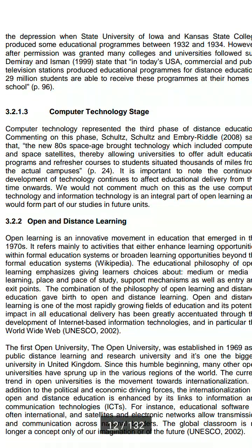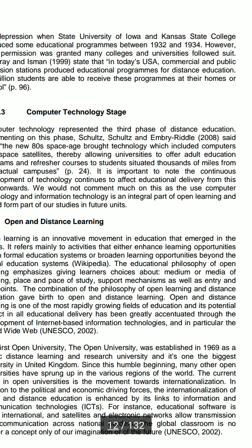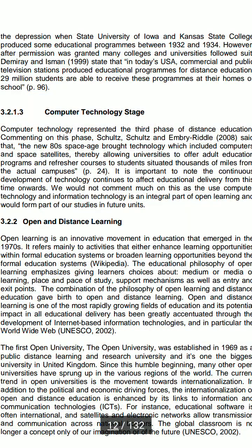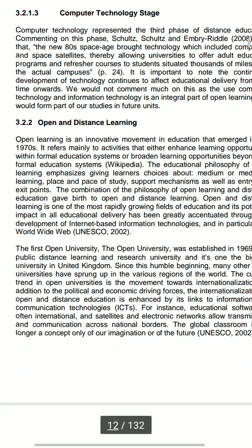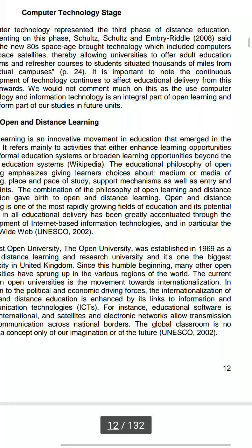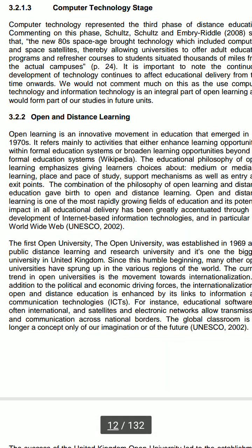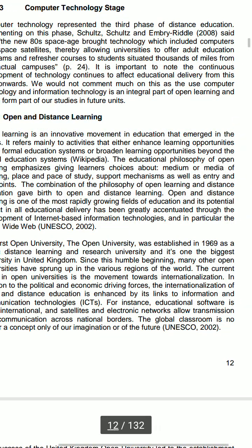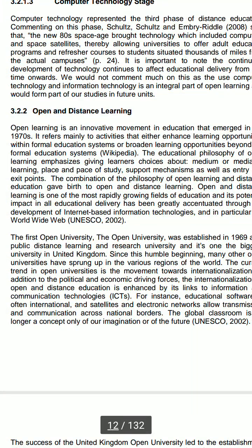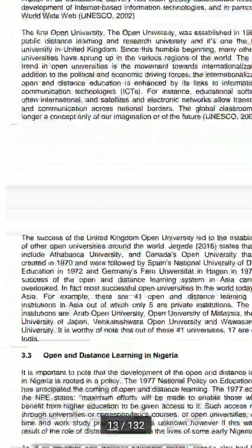Then we have the computer stage, also known as the ICT stage. The computer stage is the industrialized stage of open distance learning, where students make use of computers and other social networks such as Google in order to learn or study. Now we have open distance learning. Open learning is an innovative movement in education that emerged in the 1970s. It refers mainly to activities that enhance learning opportunities within the formal education system.